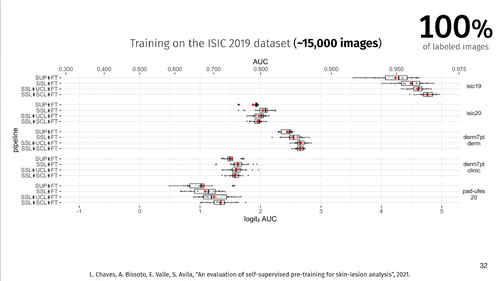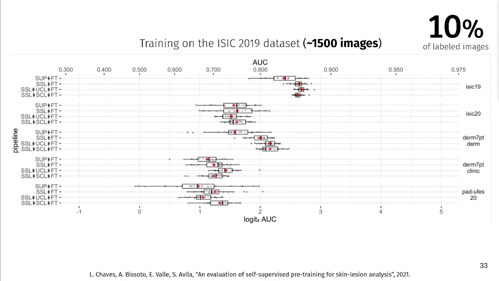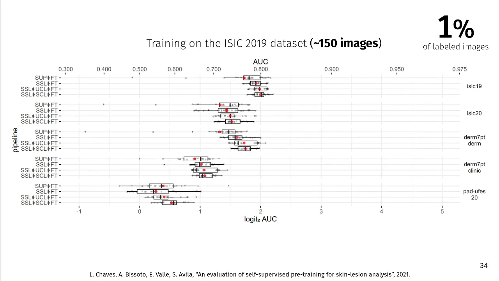Our plots reveal two advantages for self-supervised pipelines. First, performance tends to be higher. Second, the variability tends to be smaller. And that shows the ability of self-supervised pre-training not only in improving the results, but also in making them more stable. For a more realistic scenario, for example, for 10% of the original training dataset and 1% of the original training dataset, the results are very impressive.